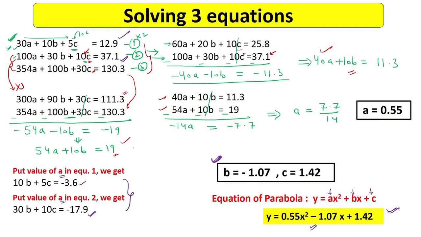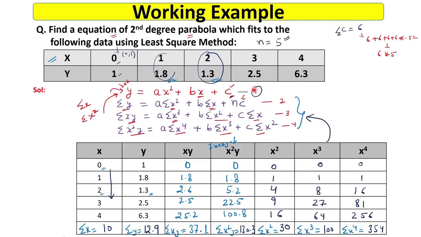Just to recall, we first wrote the equation of the parabola, that is y equals ax square plus bx plus c. Then we multiplied the first equation by the summation. Then again we multiplied this equation by the summation of x. And then again we multiplied this equation with the summation of x square. And so we got three equations.